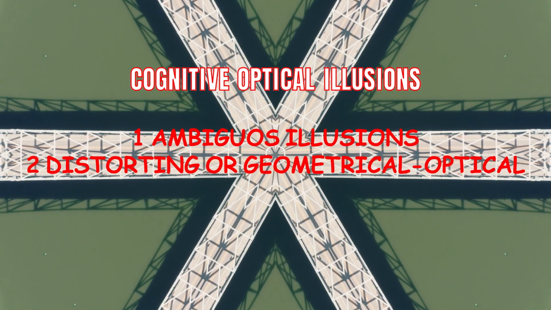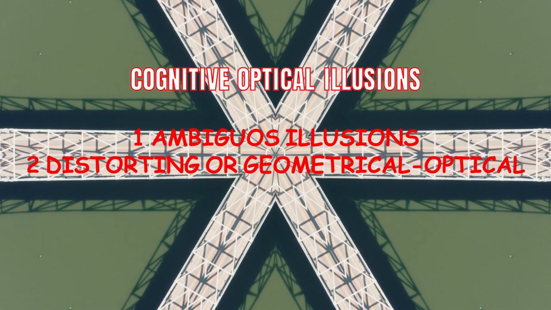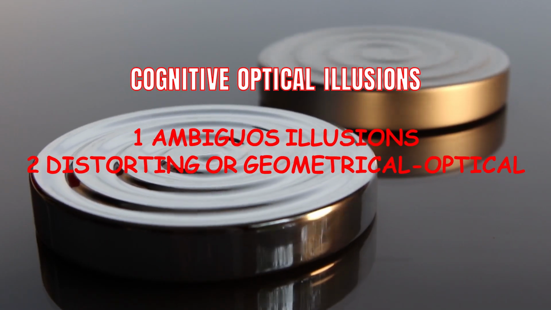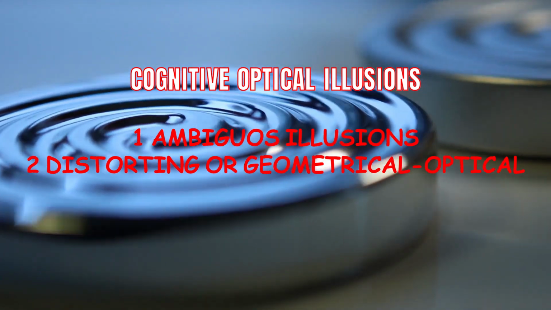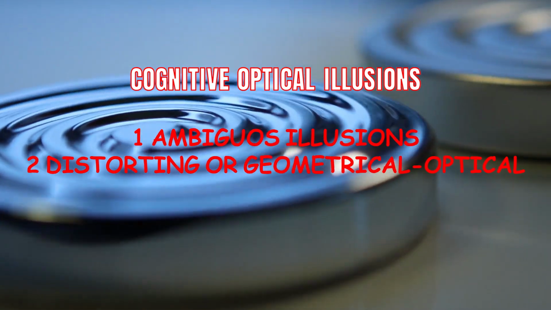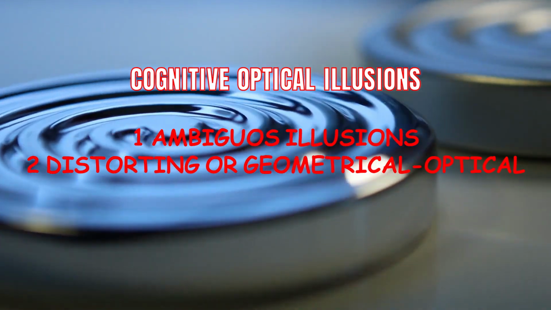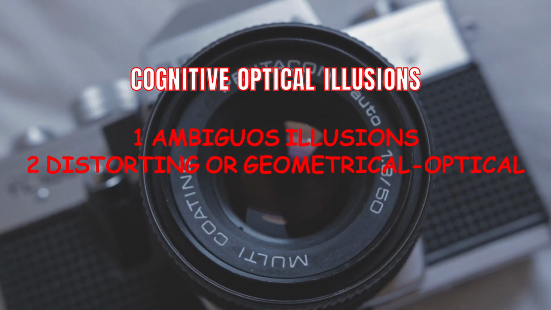The Ebbinghaus illusion. In the Ebbinghaus illusion, a central circle is surrounded by other circles of varying sizes. Depending on the size of the surrounding circles, the central circle appears larger or smaller than it actually is. This illusion demonstrates how our perception of size is influenced by the context in which objects are presented.